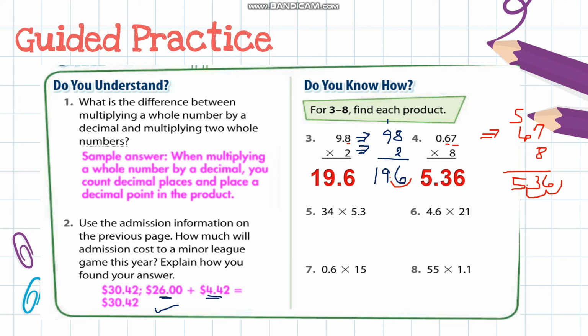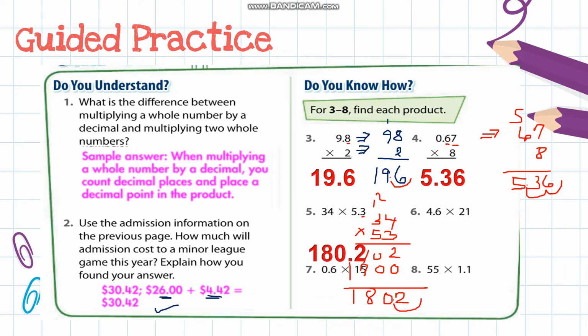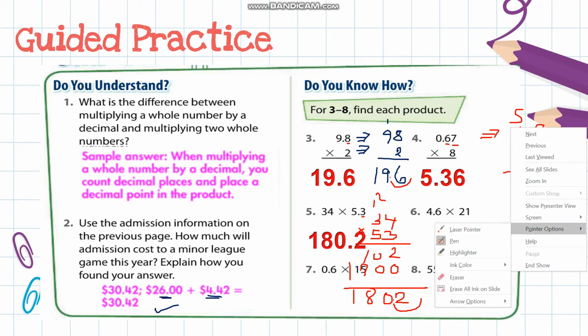Another, 34 multiplied by 5.3. If I'm going to multiply that just like whole numbers, it should be 34 by 53. So 4 times 3 is 12, regroup 1. 3 times 3 is 9, plus 1 is 10. Then I need to add 0. 5 times 4 is 20, regroup 2. 5 times 3 is 15, plus 2 is 17. Then add: 2, 0, 8, 1. Then how many decimal places do I have? I have only one. So from the last digit, move 1. So the answer is 180.2.